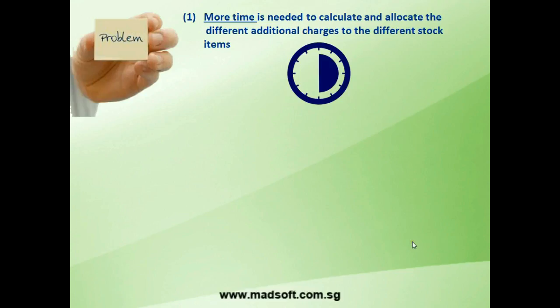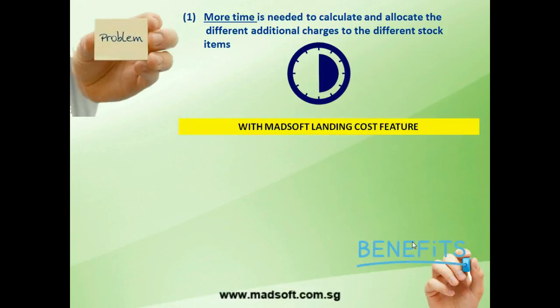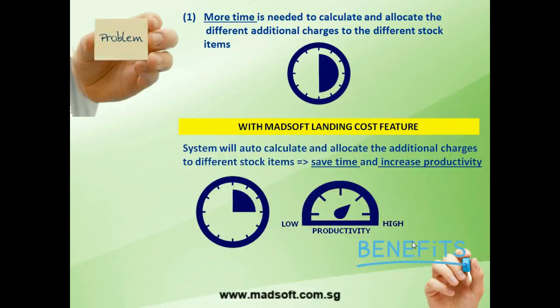In summary, our customers face the problem number one. More time is needed to calculate and allocate the different additional charges to the different stock items. With the MadSoft landing cost feature, the benefits, the system will automatically calculate and allocate the additional charges to the different stock items. This will save time and will increase the productivity.